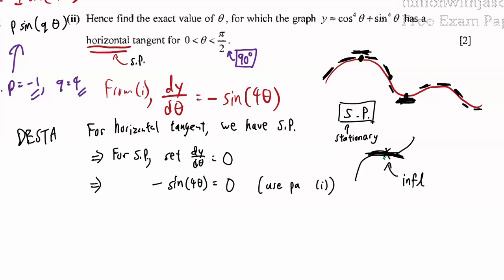Sorry, handwriting. R and T. Okay, then multiply negative on both sides, sine 4 theta equals 0. Remember what happens when the right hand side is 0, positive 1 or negative 1? What do you have to do to solve? One times sine equals 0 or positive 1 or negative 1. What do you do?